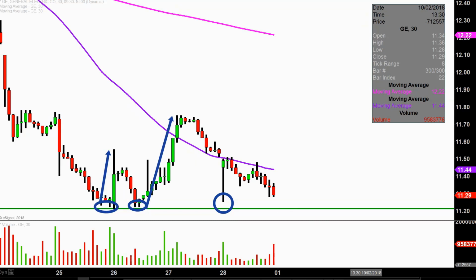And now you can see, fast forwarding to Friday, the price is getting within the range of that area. Still got a little bit of ways to go, but the point here being $11.20, historically speaking, has been a very key level that has produced some nice bounces.